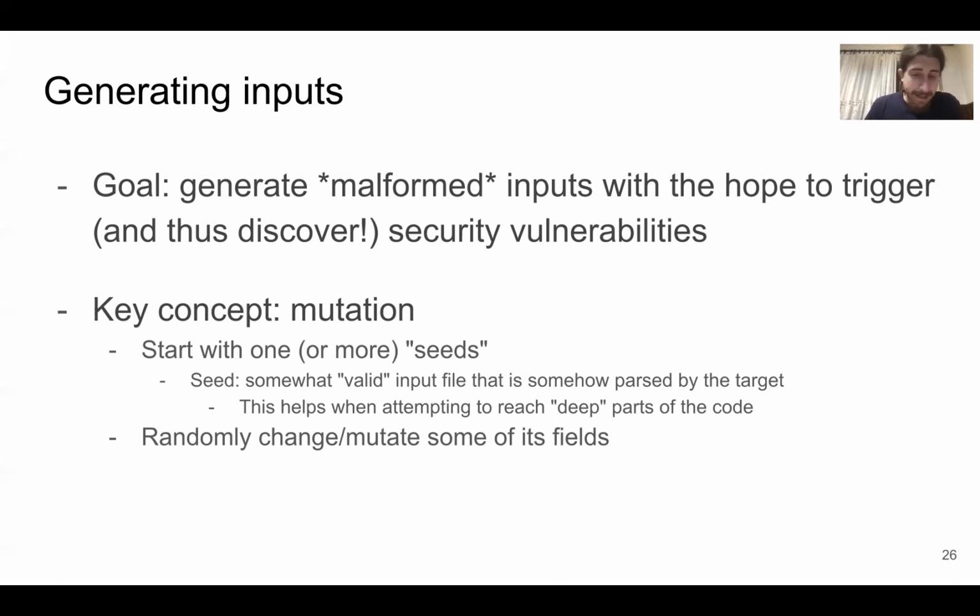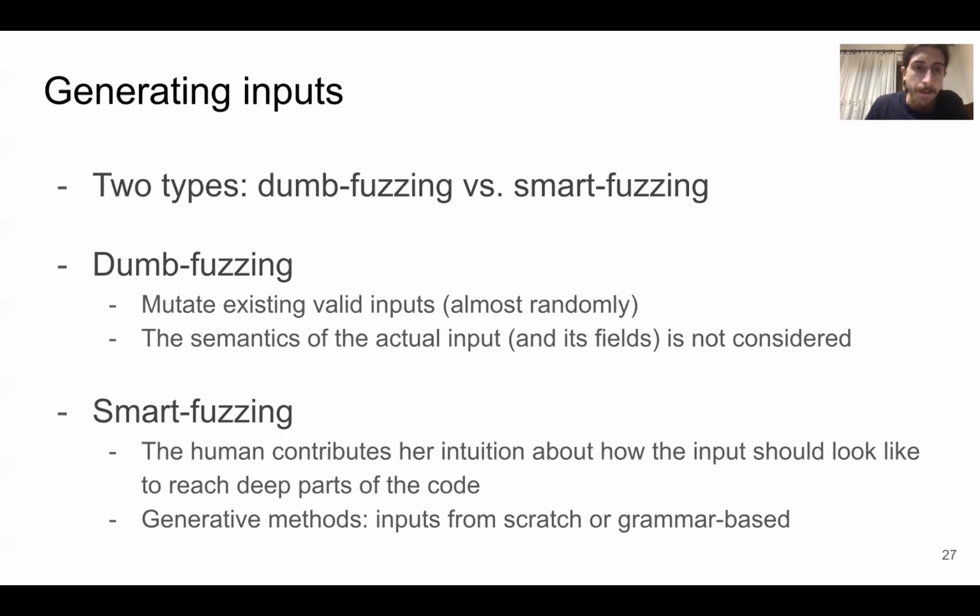Again, as I'm repeating many times, there are many papers trying to be smarter about how to reach these deep parts, mixing static analysis or symbolic execution and things like this. But you get the idea, okay? So there can be smarter fuzzers than others, but the idea is the same. You mutate something to reach something else, to reach a new state, a new piece of code that you didn't reach before. I think this is something I already mentioned.